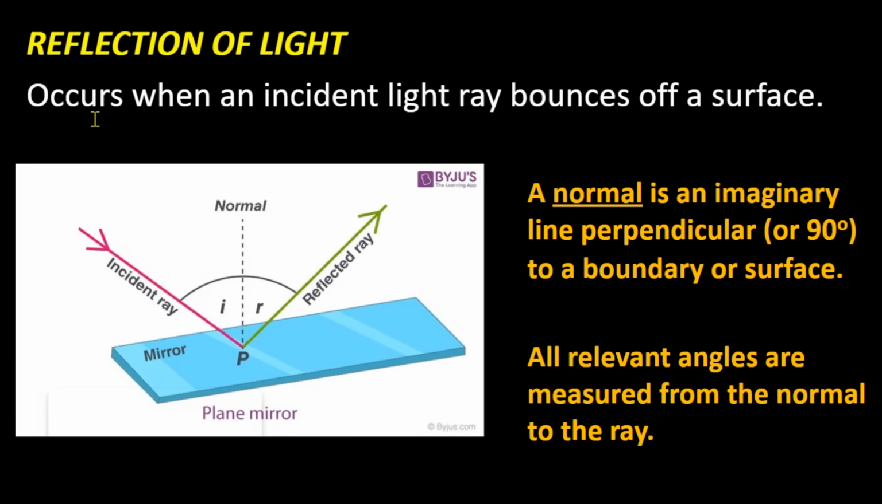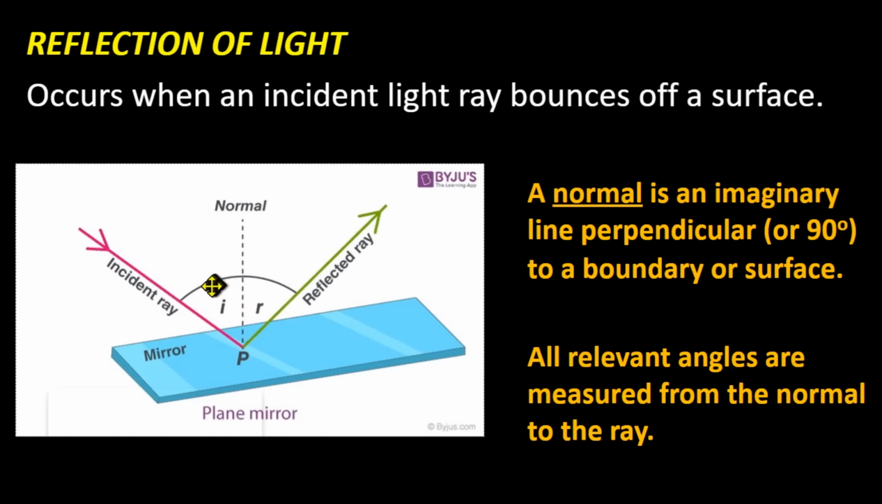Reflection of light occurs when an incident light ray bounces off a surface. Here we can see an incident ray hitting a surface and becoming a reflected ray. Now you'll notice a normal in the diagram. A normal is an imaginary line that is perpendicular to a boundary or surface. The normal will always be 90 degrees to the surface. All angles are measured from the normal.